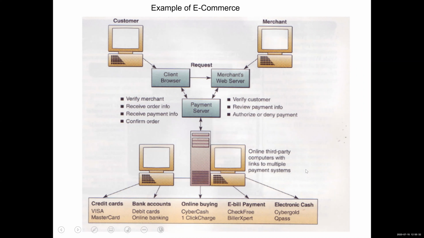Now, this is a typical example of an e-commerce system where you have clients being able to purchase from a merchant. So we have a client browser, we have a merchant web server. There's a payment system that enables payment across. So it verifies the merchant, receives order info, receives payment info, and confirms the order.